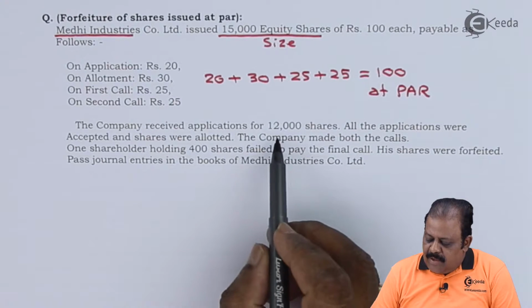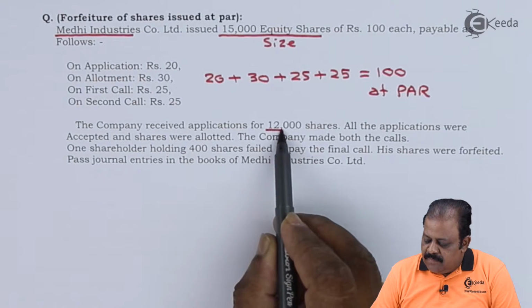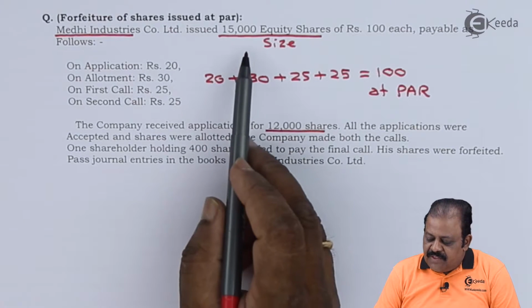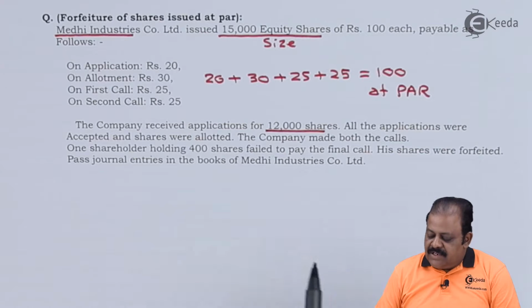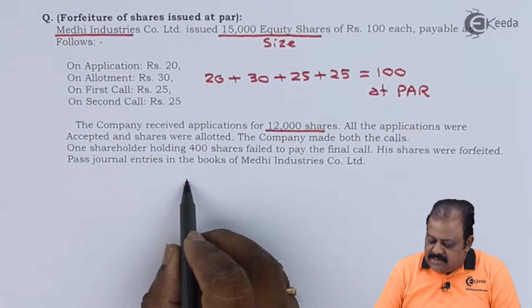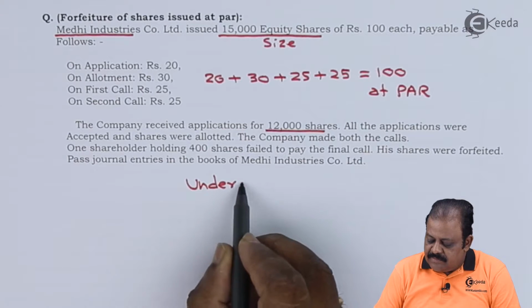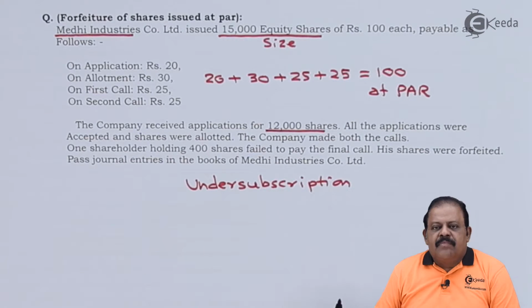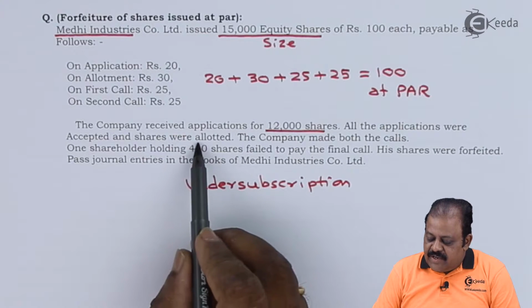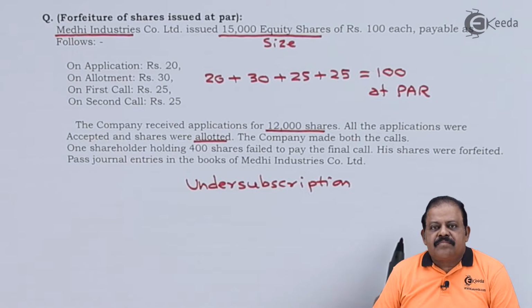The company received applications for 12,000 shares. Size of issue is 15,000 shares. Application received is for 12,000 shares. That means there is under subscription. All the applications were accepted and shares were allotted.